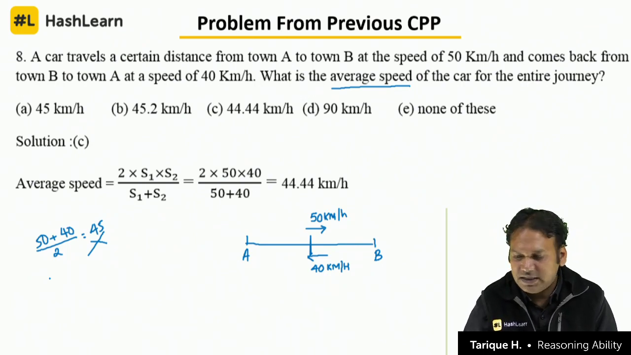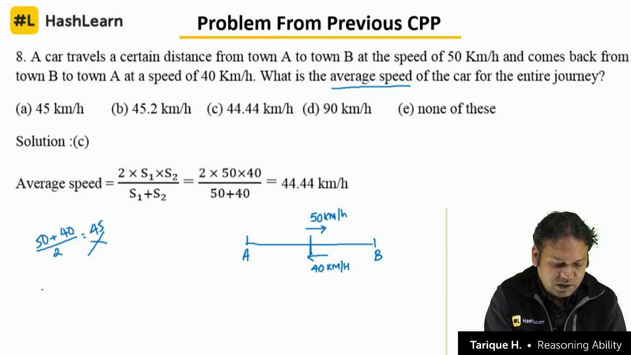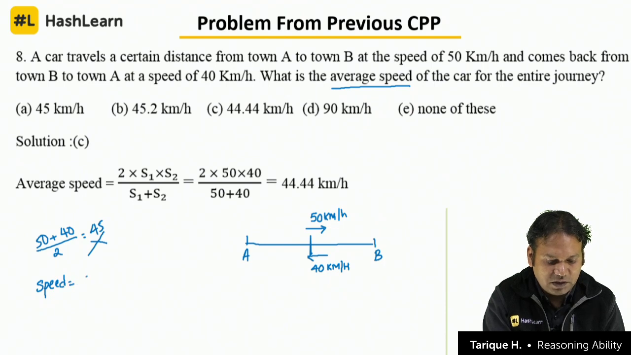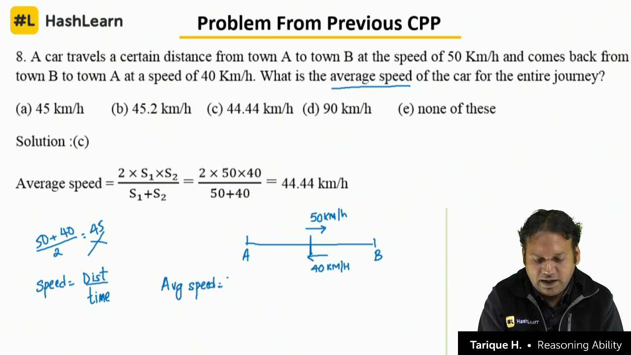Because speed itself is a rate. Speed is a rate. We say speed is equal to total distance by total time, or speed is equal to distance covered by time. So in this case, average speed should be equal to total distance by total time. Average speed is equal to total distance covered by the total time taken.